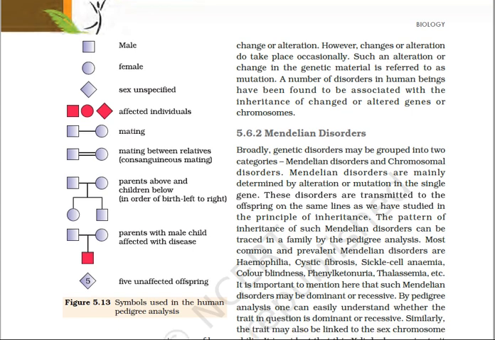So this way, it is shown here on the screen, the symbols used in the human pedigree analysis. Then the genetic disorders we'll move on to later on, that is Mendelian disorders and the chromosomal disorders.